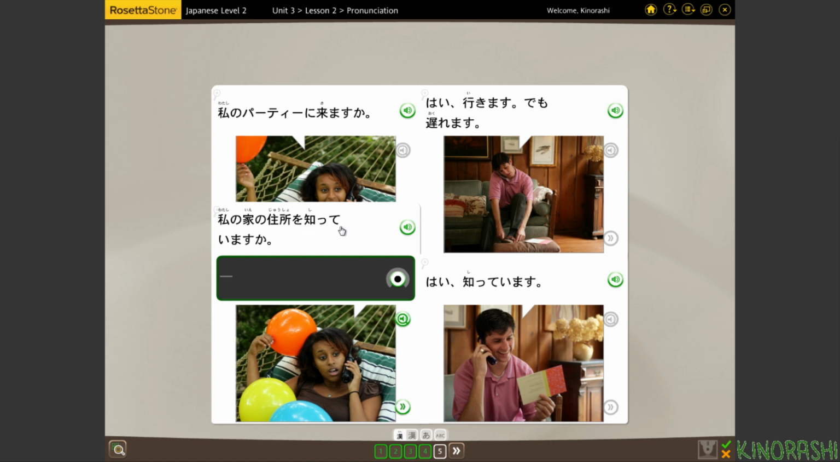Notice it's not shite, it's shitte. There's two T sounds in there. Of course, they make it sound more natural when pronouncing it.